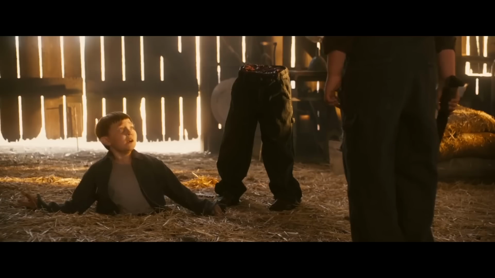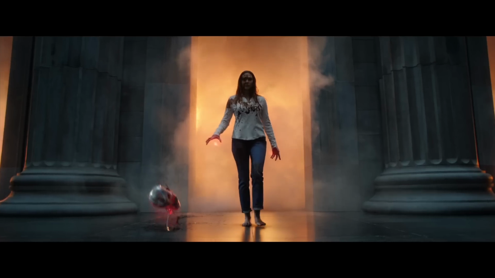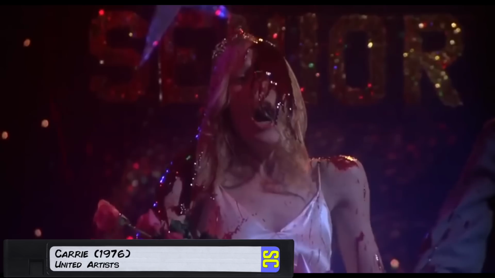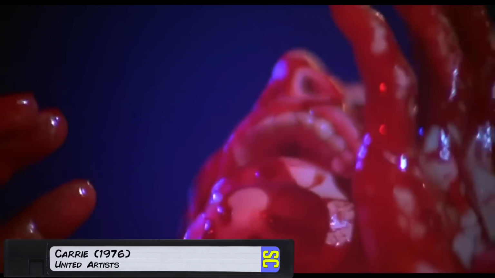Afterwards, Wanda gives her a good having exactly what happened to Zombie Steve in What If. Now, this whole scene seems very inspired by the climactic prom scene in Brian De Palma's Carrie. Now, in that scene, Carrie White unleashes her latent psychic powers to murder a bunch of her classmates. And she does this drenched in pig's blood.